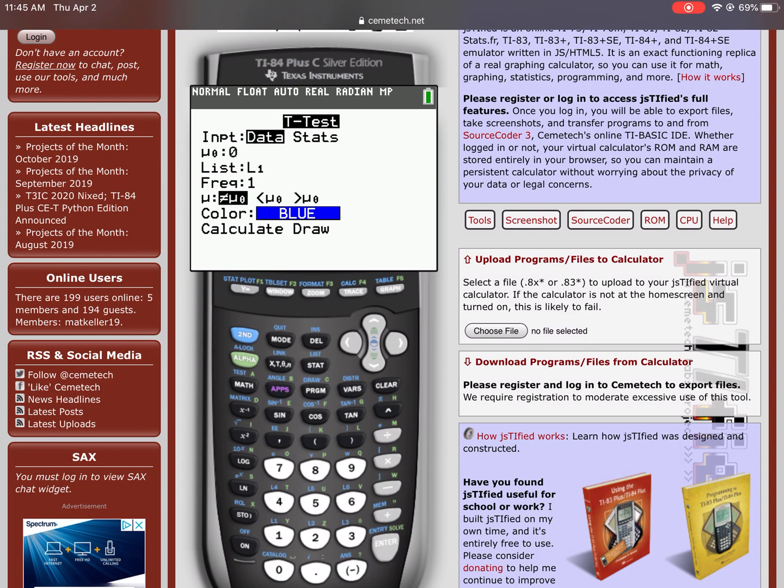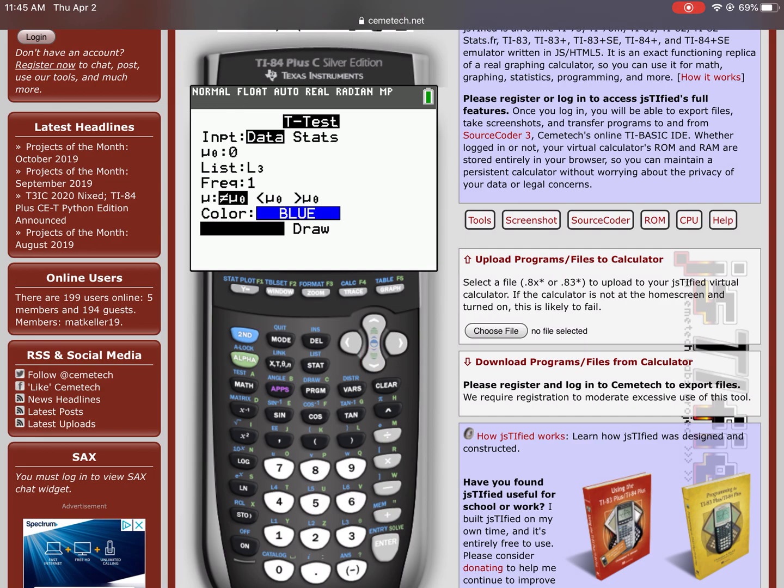And the alternative is usually either not equal to or greater than. But of course, that depends on which one you assign to your first value and which one you assign to your second value, and you'll state that accordingly. So obviously I want L3 here because that's where my differences are located, and I'll just run a test on something that would be not equal to.